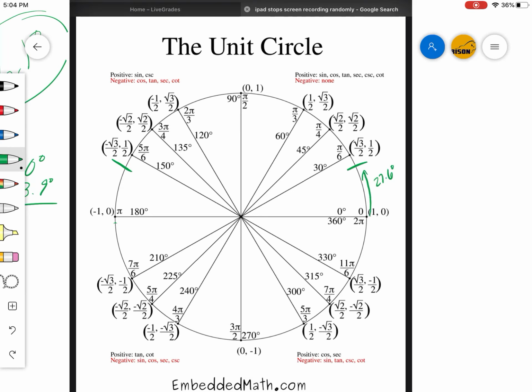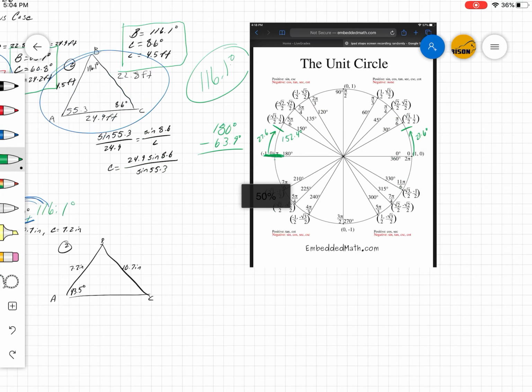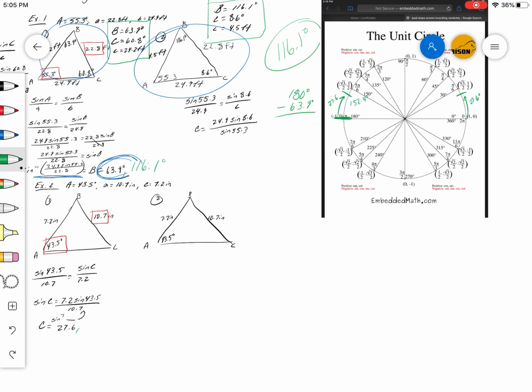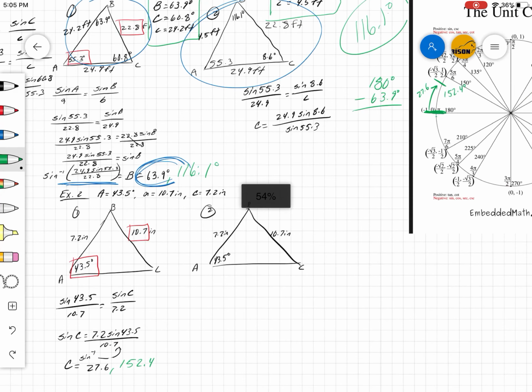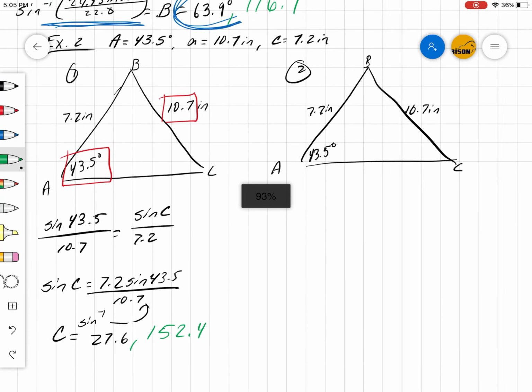So I know up from 0, it is 27.6 degrees. So up from 180 on this side should be 27.6 degrees. In order to find that value, I'm going to do 180 and subtract 27.6 degrees, which gives me 152.4. So this spot right here is 152.4 degrees. That's my alternative angle C. So it could be 27.6, but it could also be 152.4.